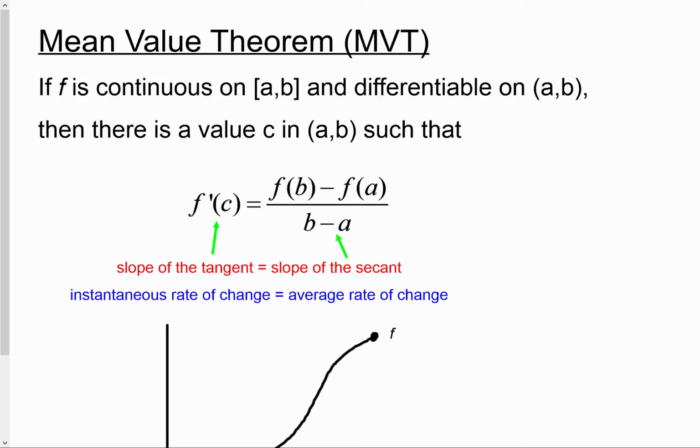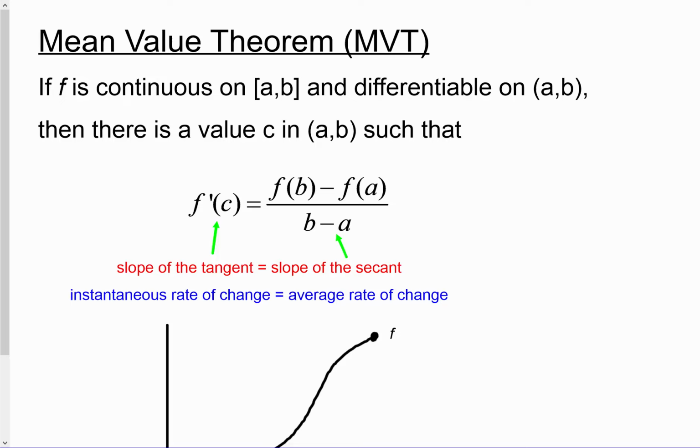The second was the EVT, the extreme value theorem, which said if a function is continuous on a closed interval, then there must be an absolute maximum and there must be an absolute minimum. And then we have the mean value theorem, or MVT. This is also an existence theorem, like the IVT and EVT. It just tells us whether something must exist.